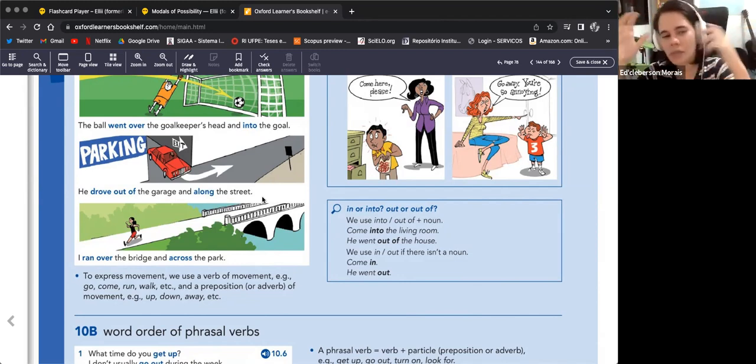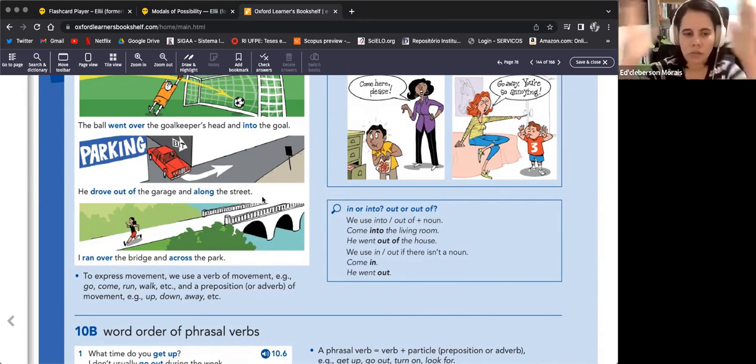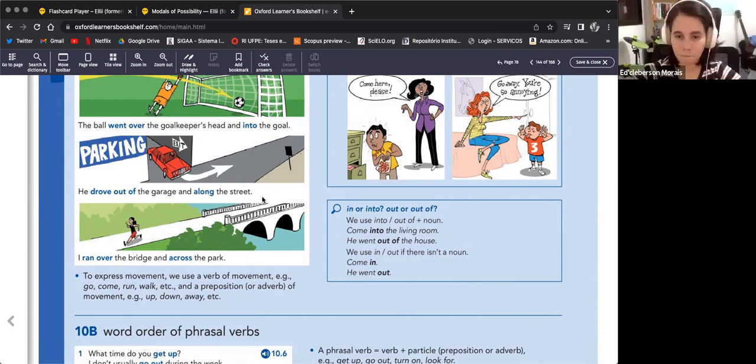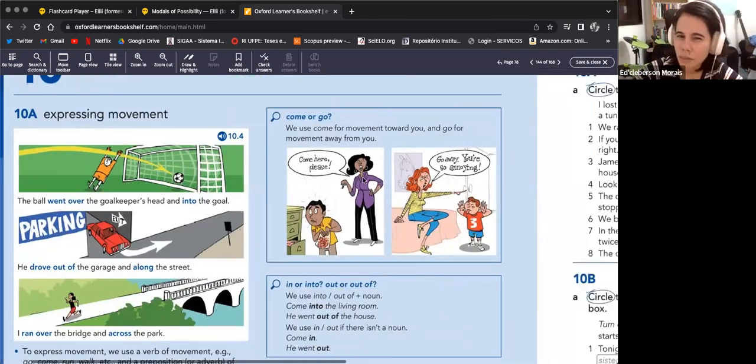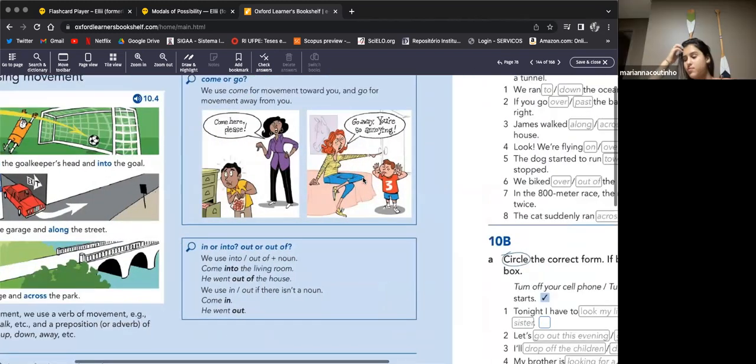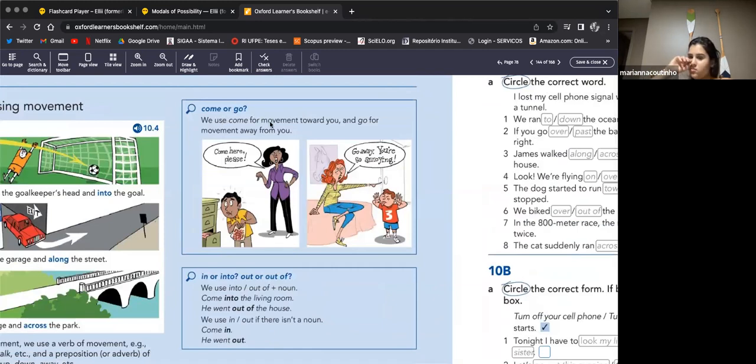So every time you see a verb to express movement, you have to use a preposition, okay? So a verb, a preposition, then you can use another preposition to complete the meaning, okay? Do you have any questions about this? No.